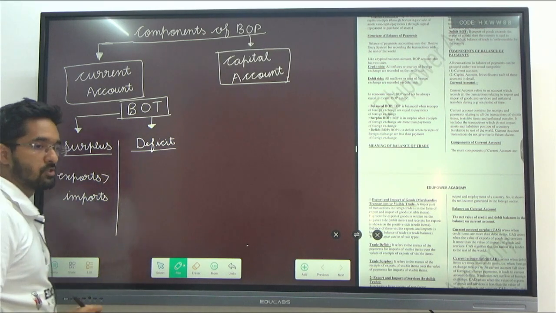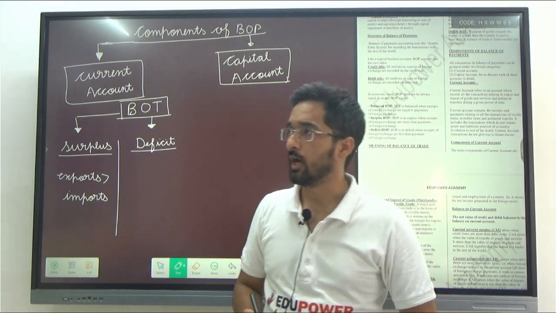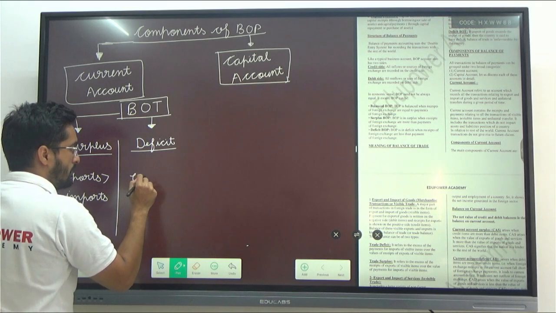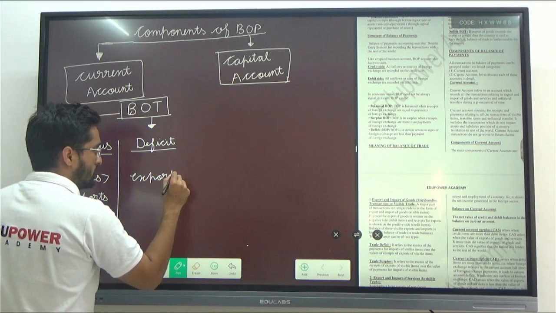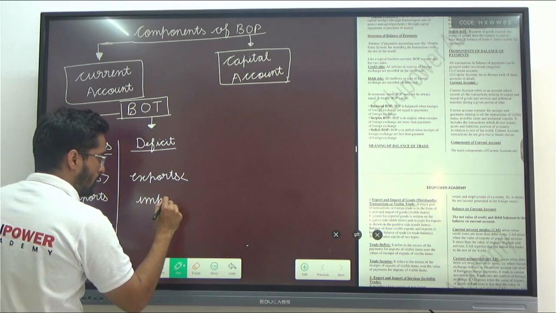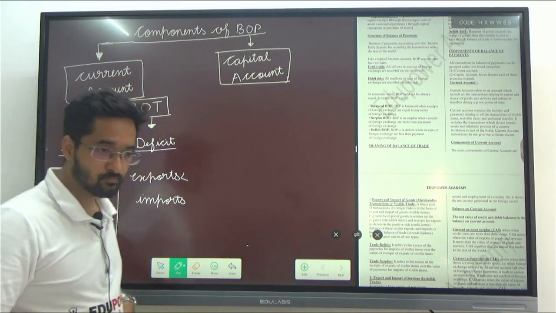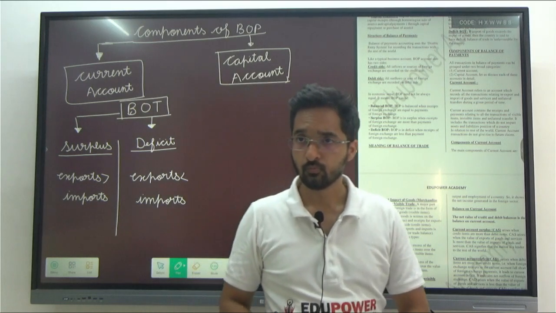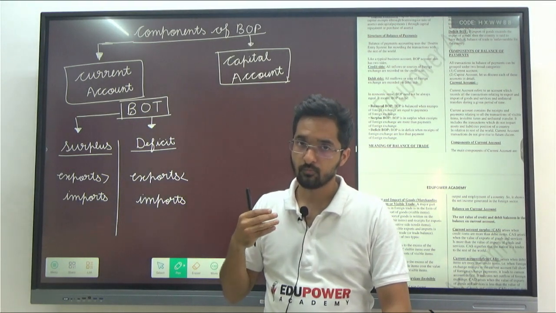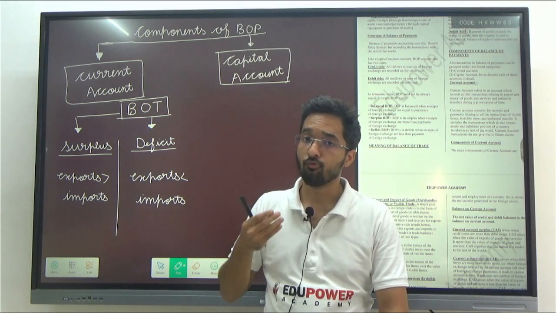What do you mean by deficit? Deficit means a lack of something. So, when there is a deficit, that means the exports are less than the imports. When we are exporting less and importing more, it is a case of deficit. Deficit means reduction. What are we reducing? We are reducing the foreign currency, the foreign exchange reserves.